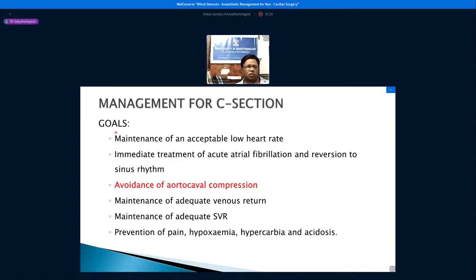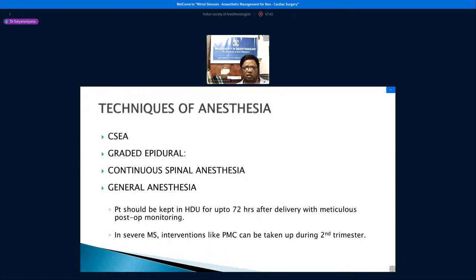Maintenance goals for C-section are the same as in a non-pregnant patient with mitral stenosis, with the same acceptable heart rate. But the most important point to take care of is to avoid aortocaval compression and maintain adequate SVR. Prevention of pain, hypoxia, and hypercarbia is very crucial.